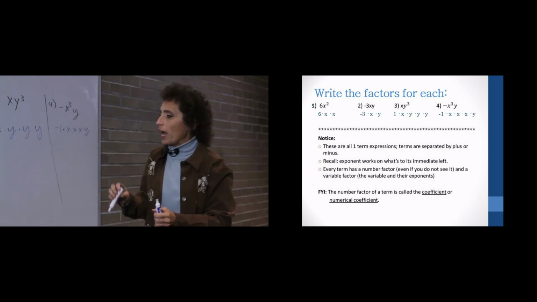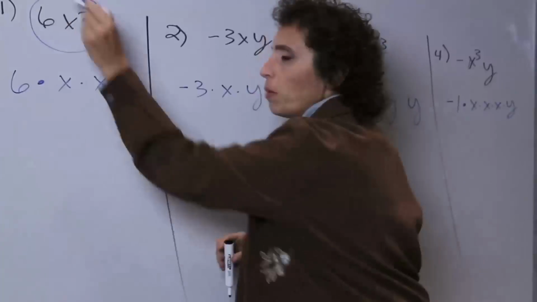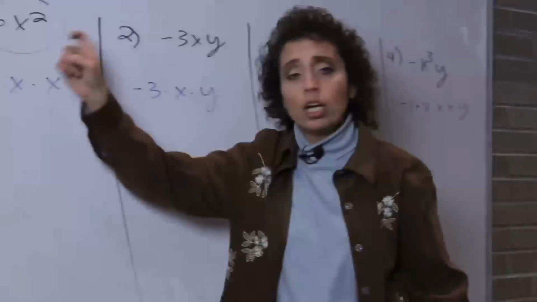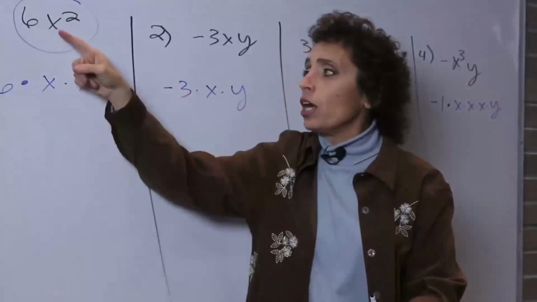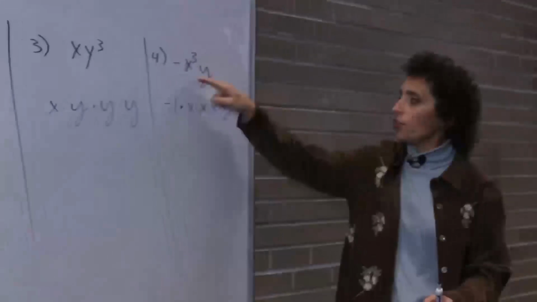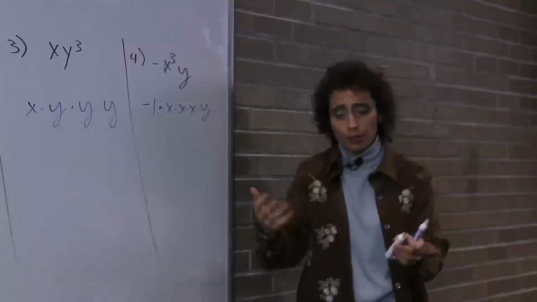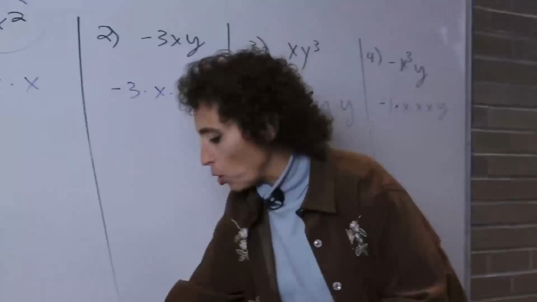Okay, so every single term has a number factor. This is one term, and if you remember why, it's because terms are attached by plus or minus. There's no plus or minus in here. So this is one term, this is one term, this is one term, this is one term, because there's no plus or minus there.